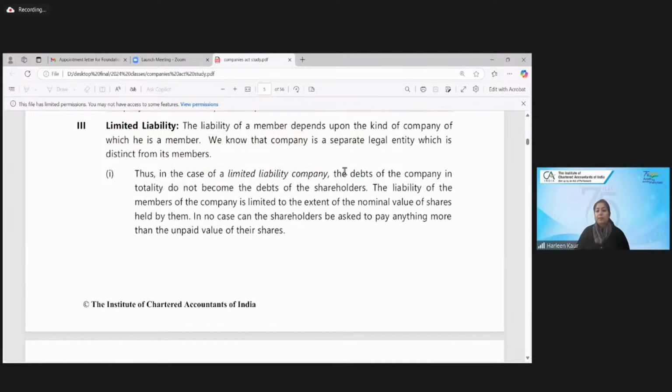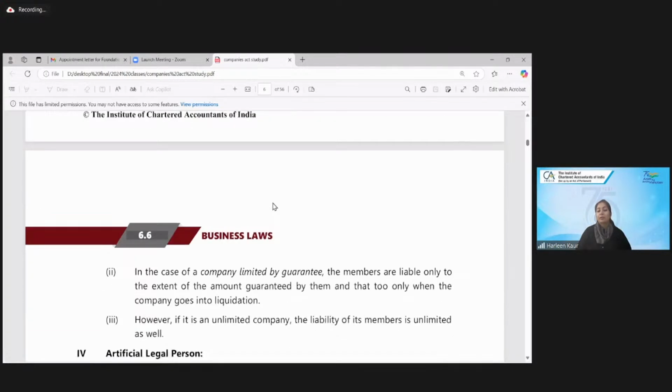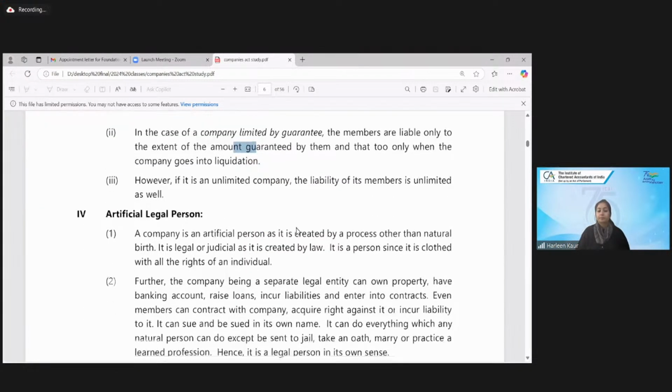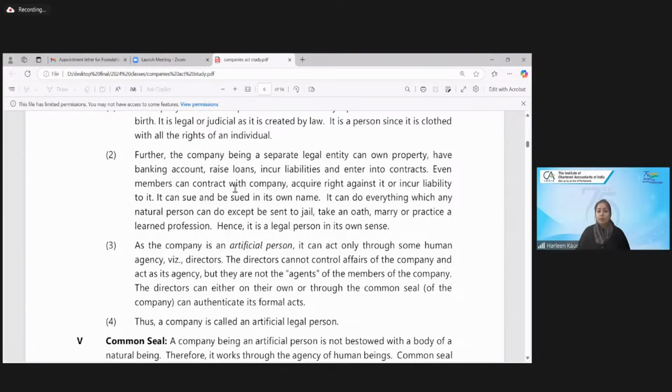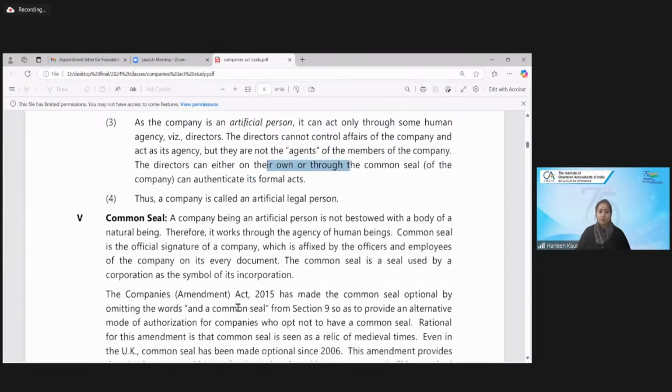So in case of company limited by shares, I told you limited liability, the debts do not become the debts of the shareholders. The liability of the company has to be paid from the company's assets. They are not personally liable for the liability of the company. There can be a company limited by guarantee. There you pay just the amount guaranteed, and in unlimited companies the members' liability is also unlimited. Artificial person, you can have bank accounts, raise loans, company is an artificial person acting through human agency. All these points have been covered in my presentation.